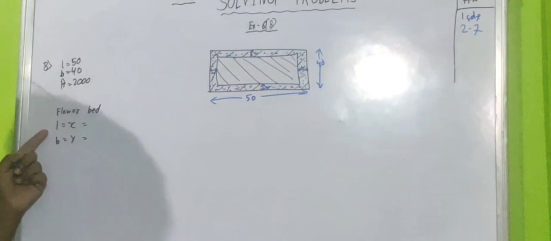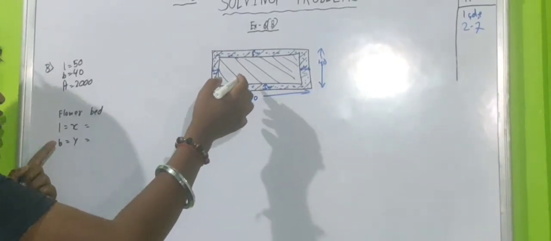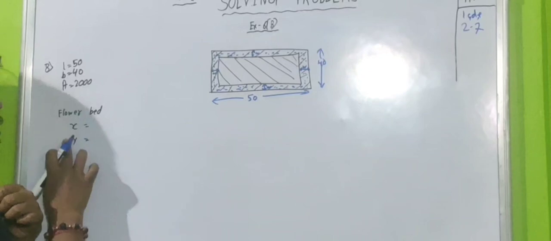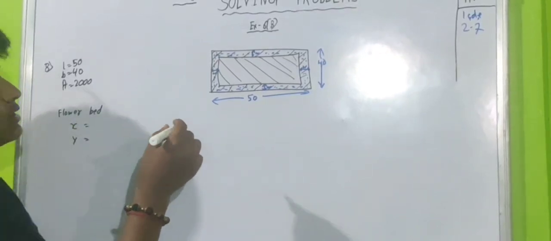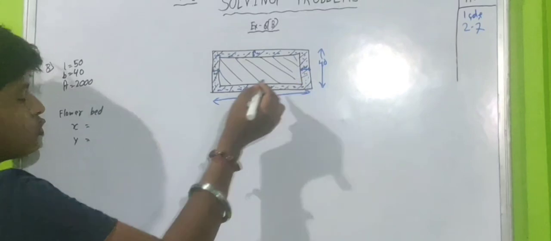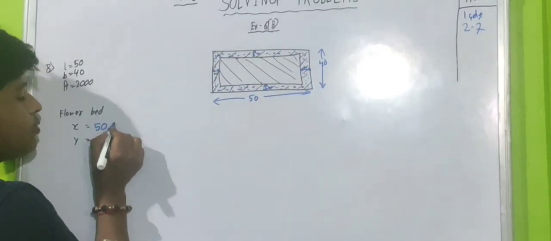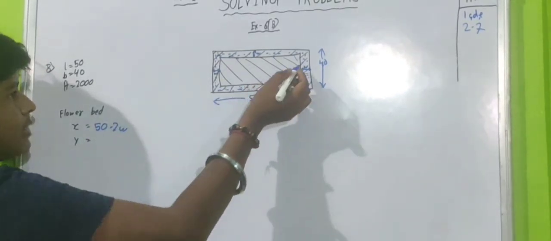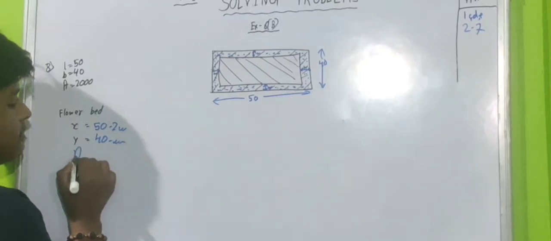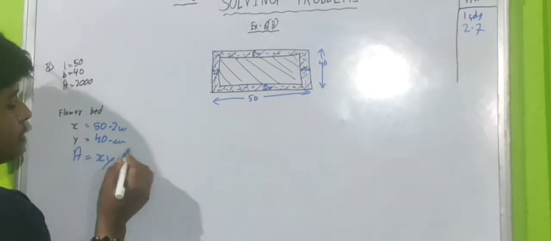So let the length of our bed be x and breadth be y. So x, the length, is 50 minus 2w, because w is here and w is here. Similarly y is 40 minus 2w. And the area will be xy meter square.